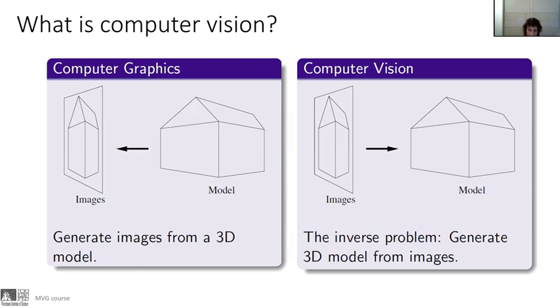So what is computer vision? Actually, there are two related fields. One is computer graphics and one is computer vision. In computer graphics, generally you have a model and you generate images from the 3D model. In computer vision, you try to solve the inverse problem. You have 2D images, and you would like to generate the 3D model from the images. This is the main difference.